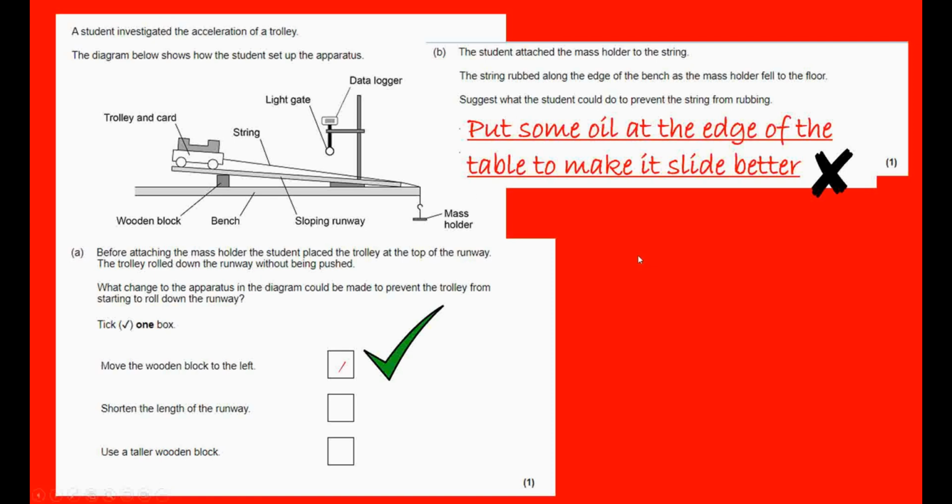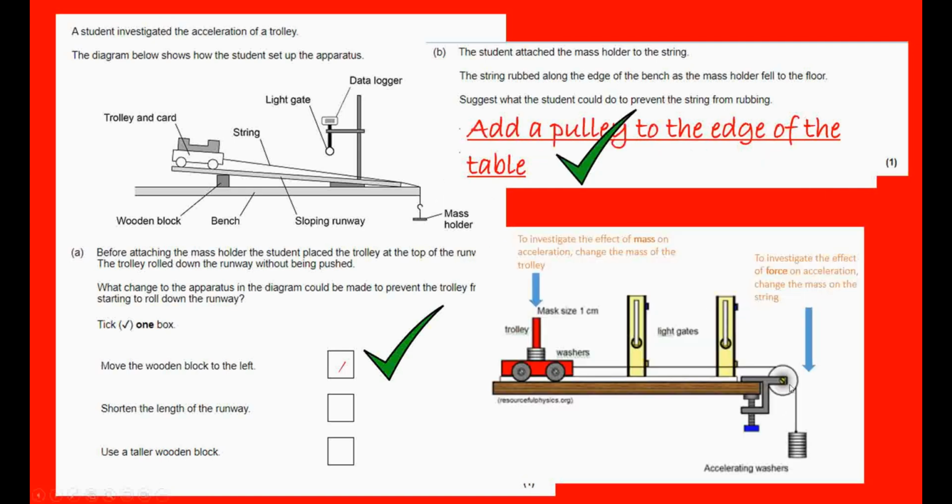But this one, put some oil at the surface of the edge, that is going to help the problems. It will reduce friction, but it's still going to be running along the edge of the table and it will make a terrible set of results. So instead of that, you need to put in some kind of pulley system, so it's easier for this downward force, this weight from the mass holder, to pull on the trolley. Okay, so add a pulley. Okay, add a pulley to the edge of the table.